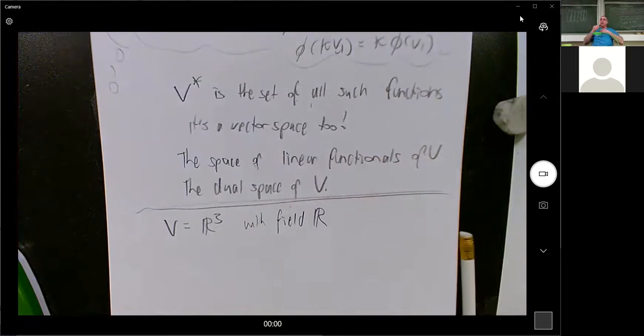So R3 with field R. That's a vector space we're familiar with. We've been playing with that for a while, since before we knew what it was called. And so R3 is made of things with 3 coordinates that are all real numbers.